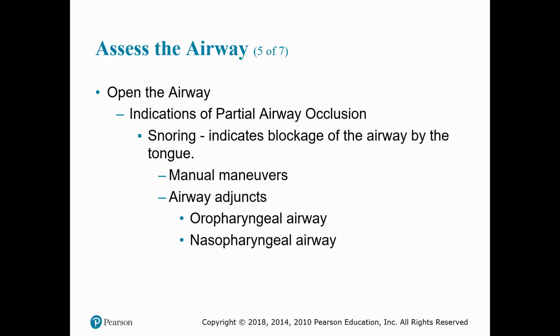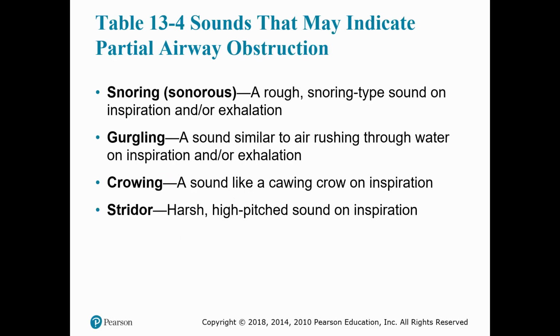On your initial approach to the patient, you can sometimes hear abnormal sounds coming from the upper airways. These will be audible without actually putting a stethoscope to the patient's chest. These sounds are a good indication that the airway may be partially blocked. Snoring, or sonorous, is a rough snoring type sound on inspiration and/or exhalation. Gurgling is a sound similar to air rushing through water on inspiration or exhalation, normally indicative of vomit or secretions in the airway. Crowing is a sound like a calling crow on inspiration, and stridor is a very harsh, high-pitched sound when the patient takes a breath in.